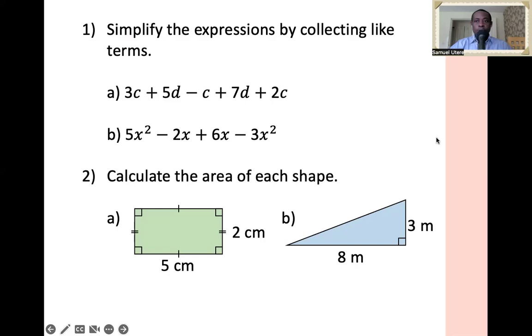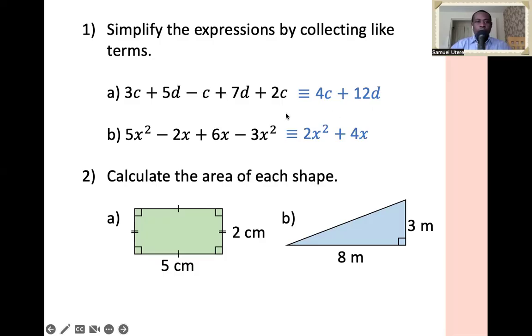All right, assuming you've paused the video and you've worked through the retrieval practice questions, here are the answers. So this one involved the previous lesson we did quite a while ago, I think in term 1, where we explored algebra, how to collect like terms and how to work with algebraic expressions. So here the like terms are the ones with the C. So 3C minus C plus 2C will give us 4C. And then we go to the D, they are like terms. So 5D add 7D will give us 12D.